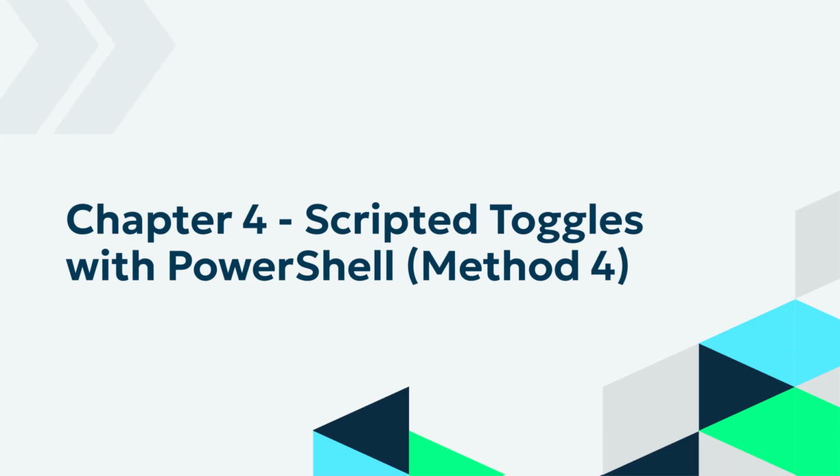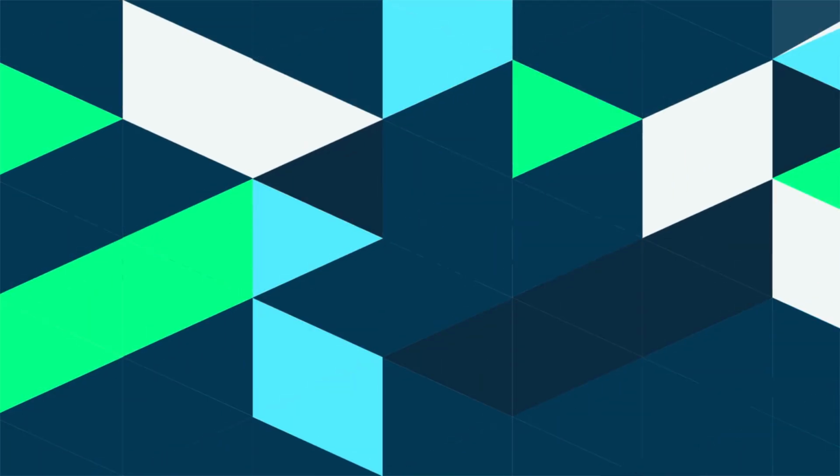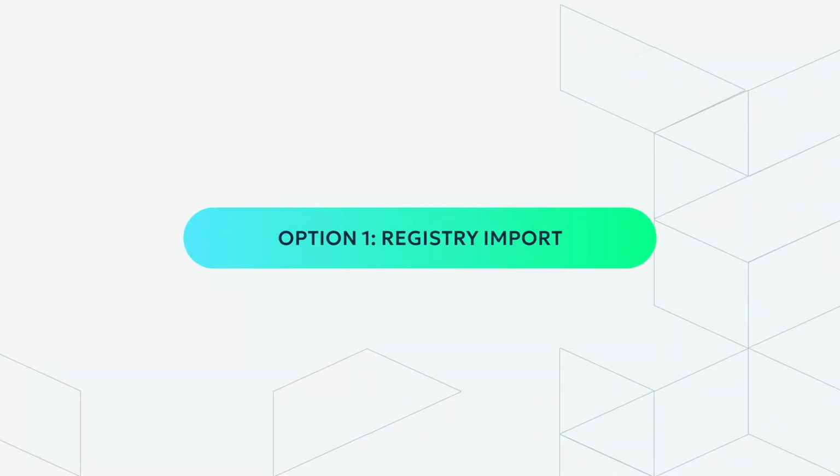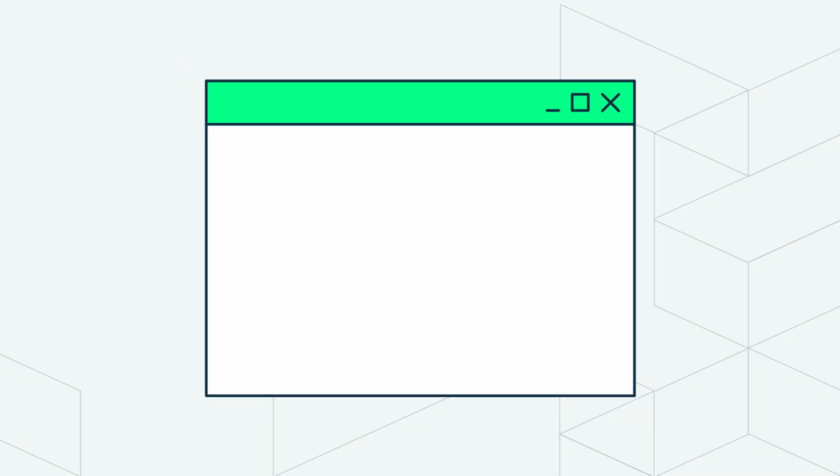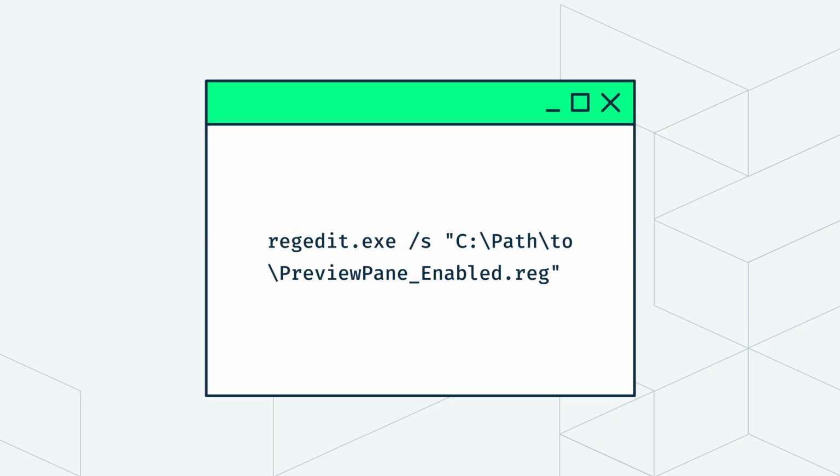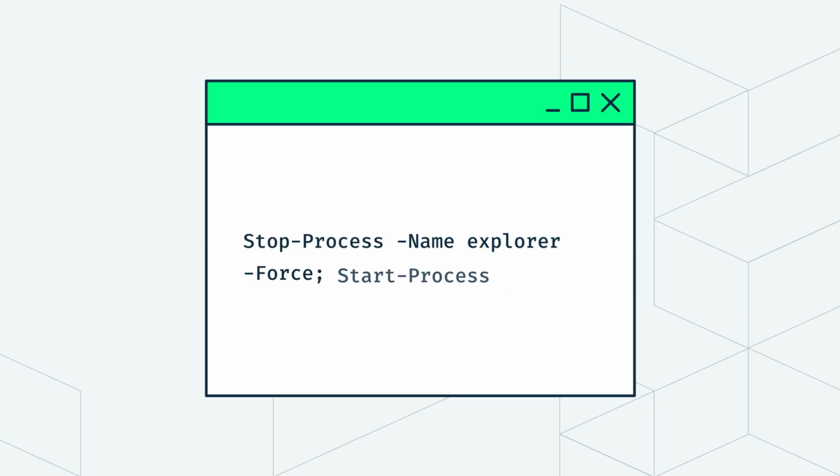You can enforce Preview pane settings at scale using scripted workarounds since native PowerShell cmdlets don't exist. Option 1. Registry import. After creating your baseline .reg file from the Registry editor, you can deploy it using PowerShell. Open Terminal, Admin, Win+X. Run the script. Then, restart File Explorer to apply the changes.